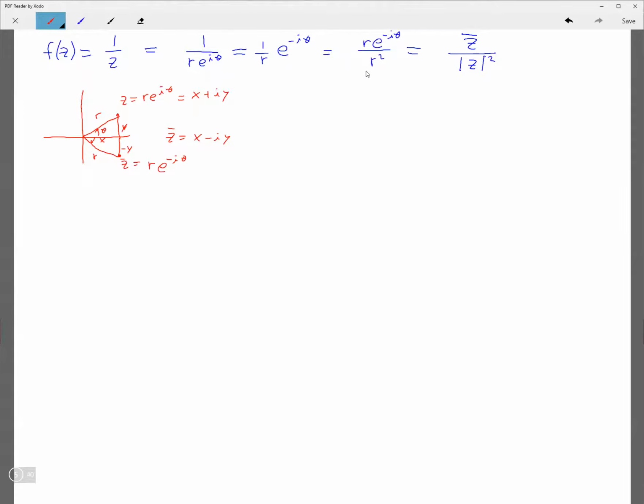And then r, of course, is the modulus, or the length, or the magnitude, and r squared is the magnitude squared. So 1 over z is actually equal to this. If you look at it in that way, it can help you tell what's going to happen.